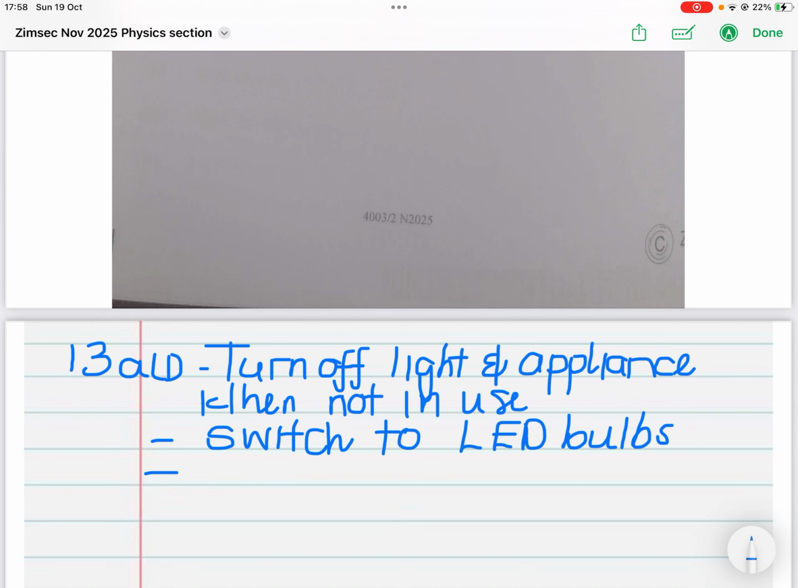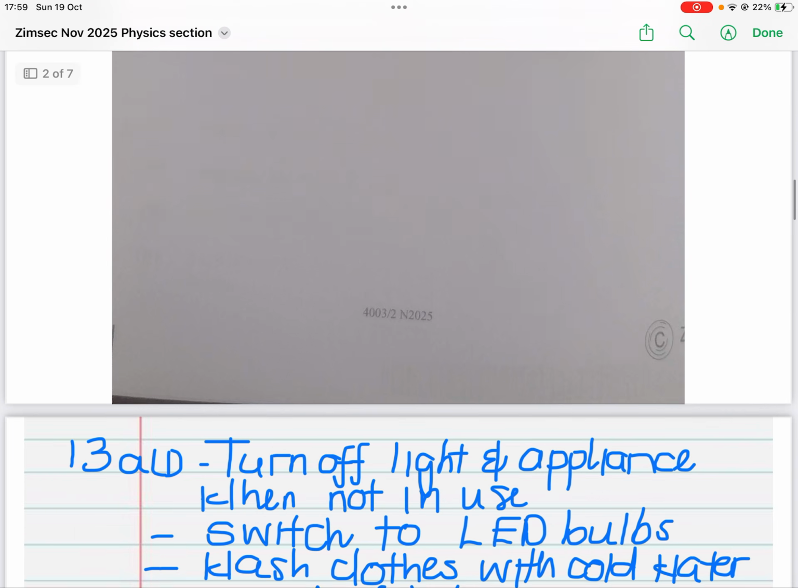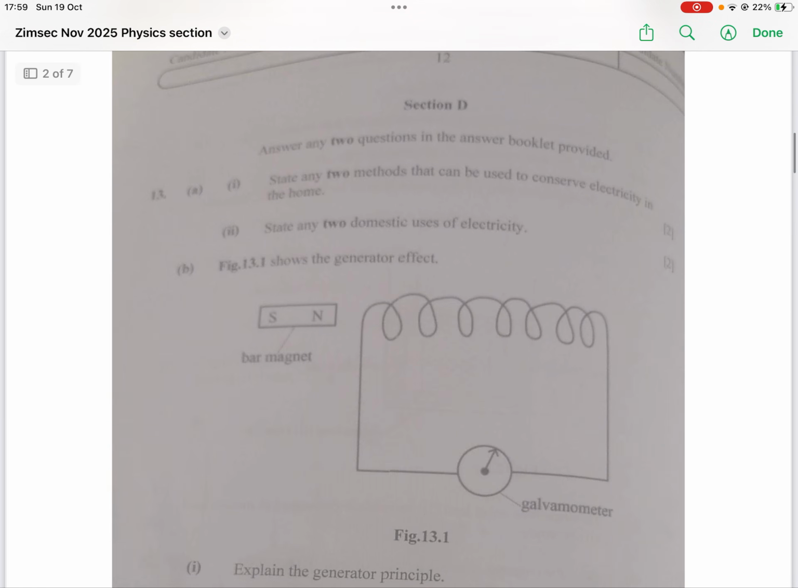Another way of conserving energy: instead of washing using warm water, we can wash our clothes using cold water. So we need to wash clothes with cold water instead of hot water. So these are some of the ways of conserving energy at home, right? We can now proceed to the next part of the question.